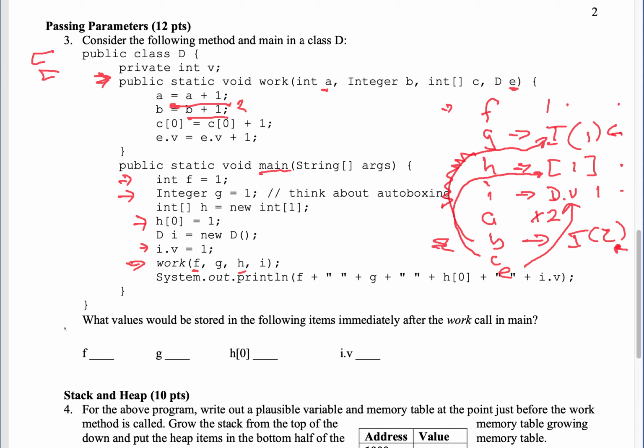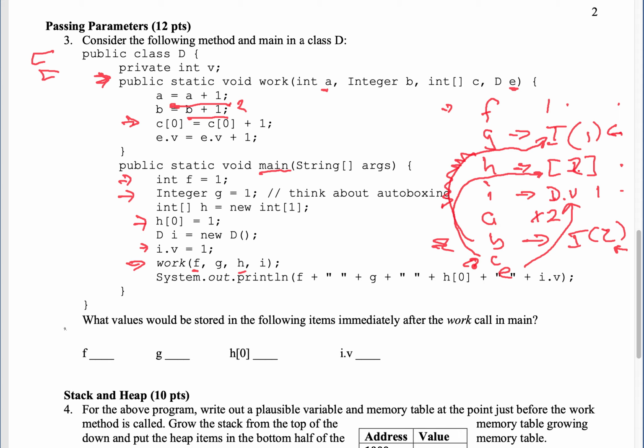Okay, now c[0] equals c[0] plus 1, this line here. Well, c references this array. c[0] has a 1 in it. We add 1 to it, we get 2, and we assign it back to that same location. This becomes a 2. So notice we did change the internals of that array object. We didn't make a new array, so we didn't have to reassign c down here. c is still referencing the same array that h did, and we changed the value stored inside it.